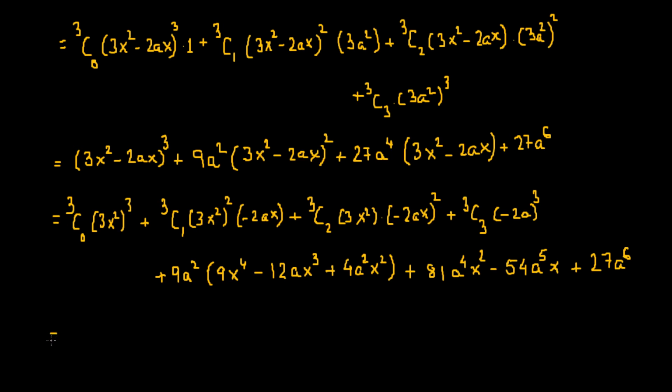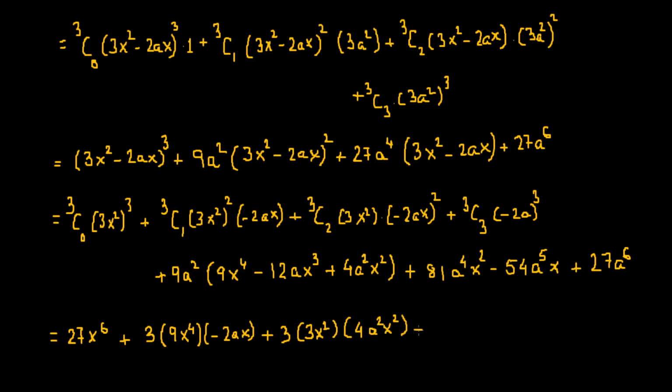Okay, so this we're done. 3C0 is 1, (3x squared) whole cube is 27x to the power of 6, plus 3C1 is 3, so let me rewrite it, 3x squared is 9x to the power of 4 times 2ax, plus 3C2 is 3 times 3x squared times 4a squared x squared, plus 3C3 is 1, so this is negative 8a cubed.